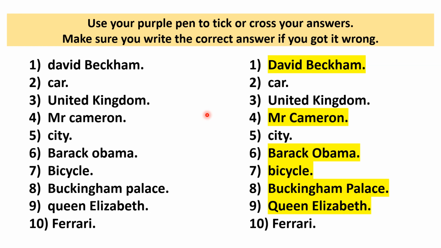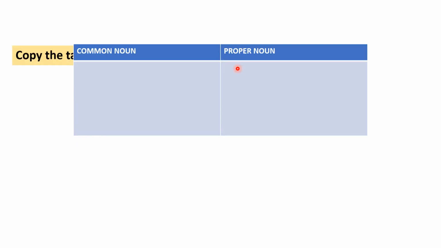Okay, so now we should have a perfectly corrected list of proper and common nouns with capital letters in the right place. Now, pause the video and copy this table. You're going to need about 7 or 8 lines for this table. Pause and copy this table down now, please. Okay, if you're back, this table is written down.